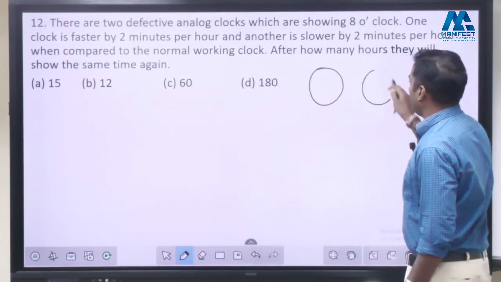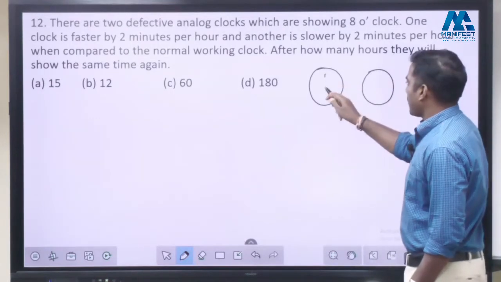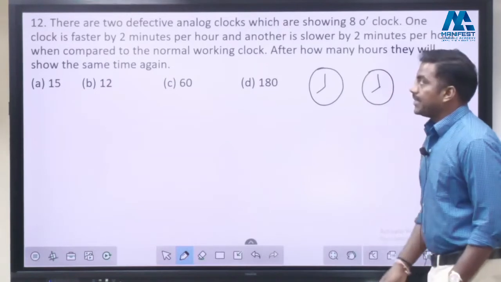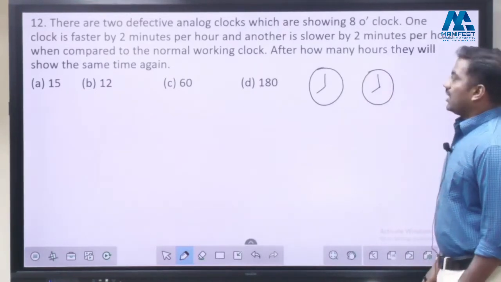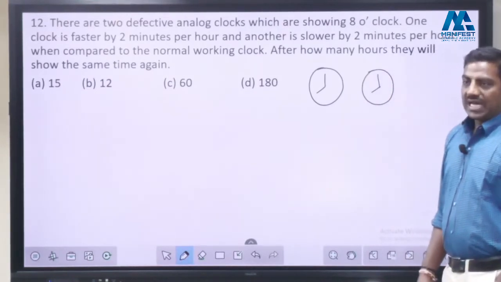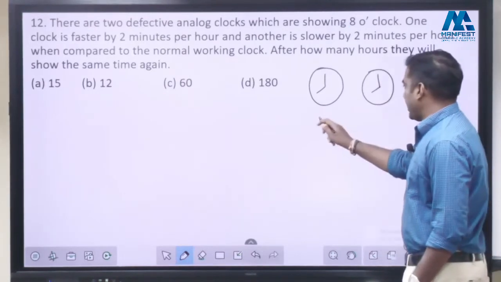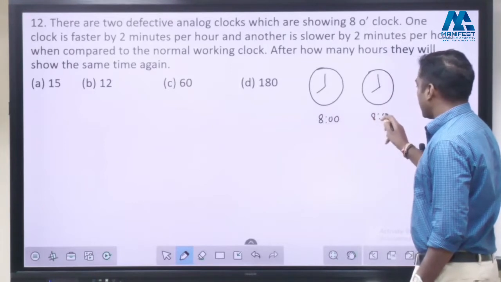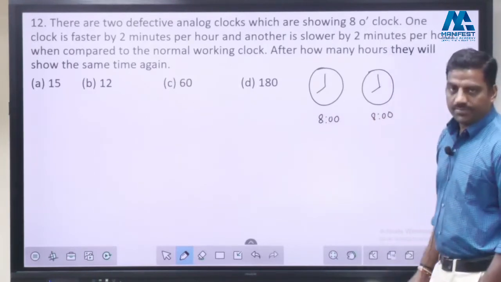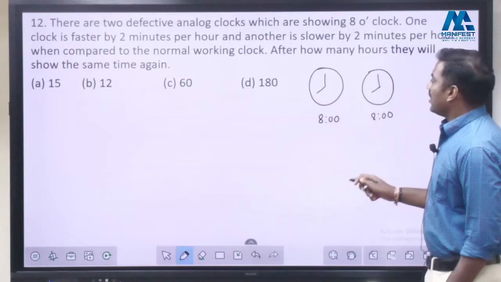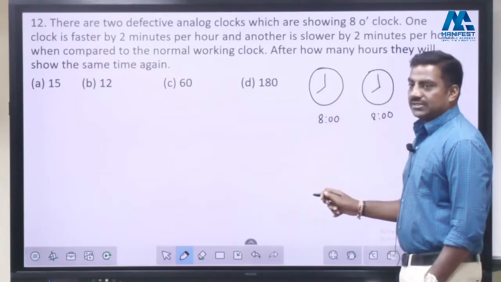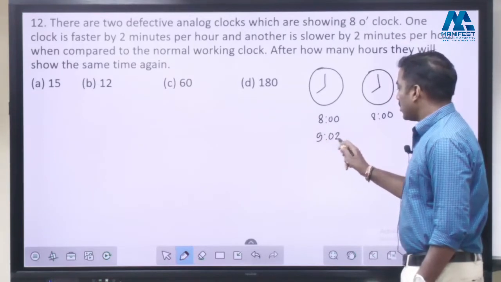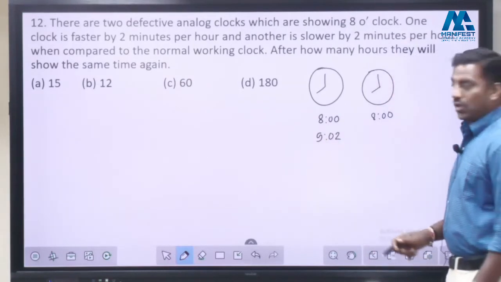Both of them are showing 8 o'clock. Okay. One clock is faster by 2 minutes per hour. So when they are showing 8 o'clock, both are showing 8, correct? They are set right. Then next time, the first clock is faster by 2 minutes. After 1 hour, it will be showing what? 9:02. What about this clock?